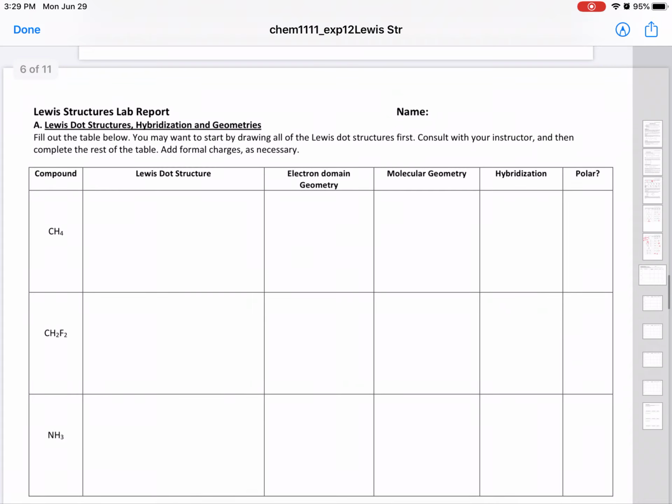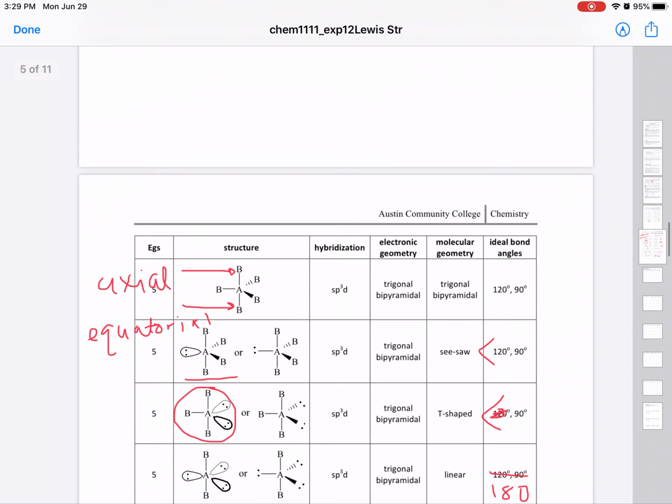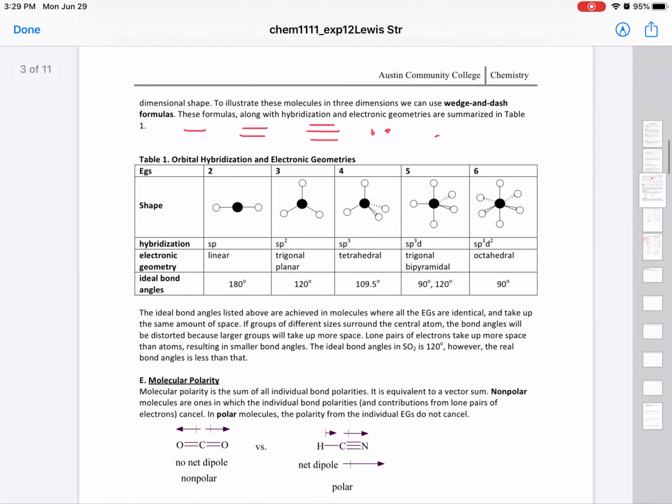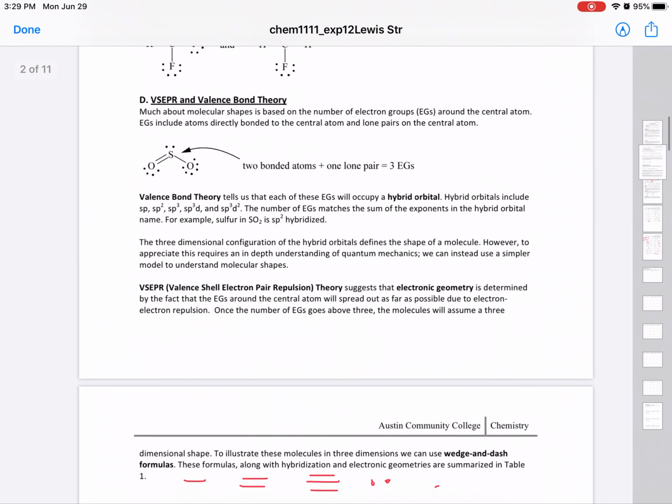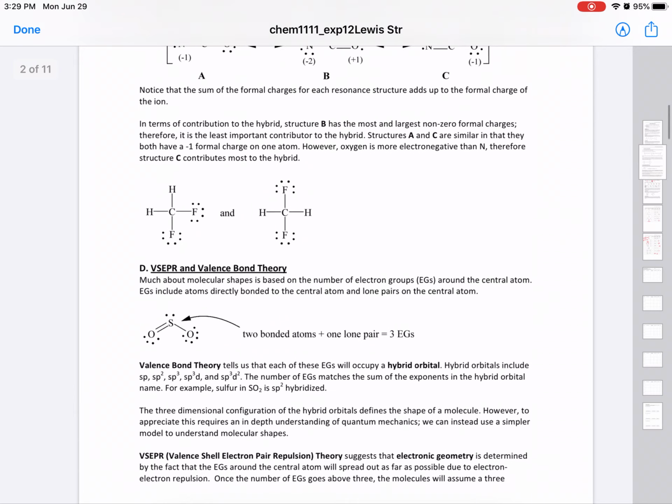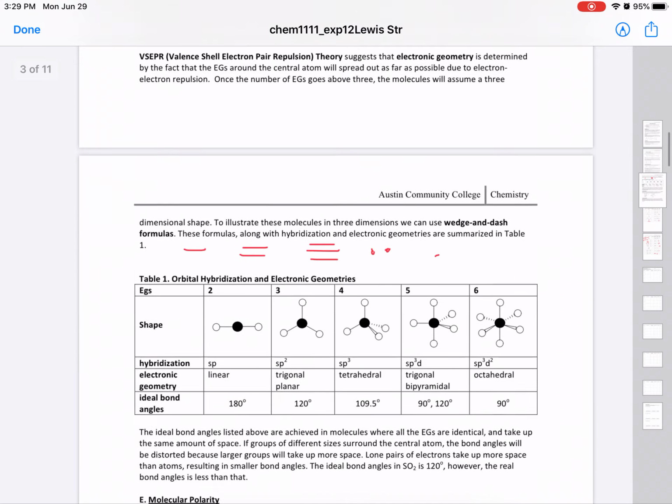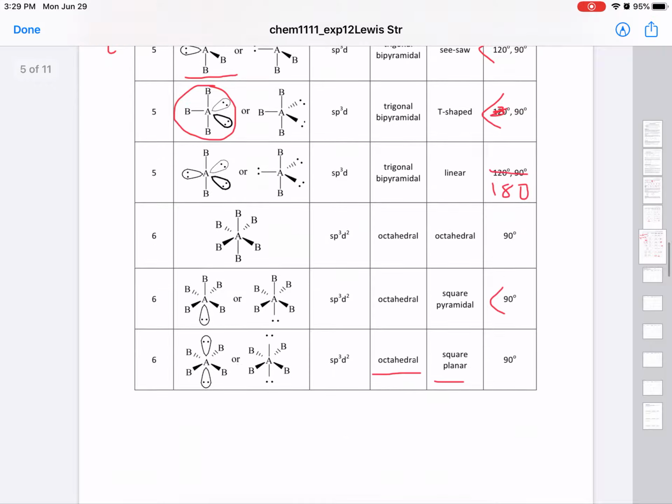CH4 is an easy molecule, you guys can do that. CH2F2 also you can do. In fact, we do have a molecule drawn here for CH2F2, so this one right there. So you can draw that also. It's not that hard.